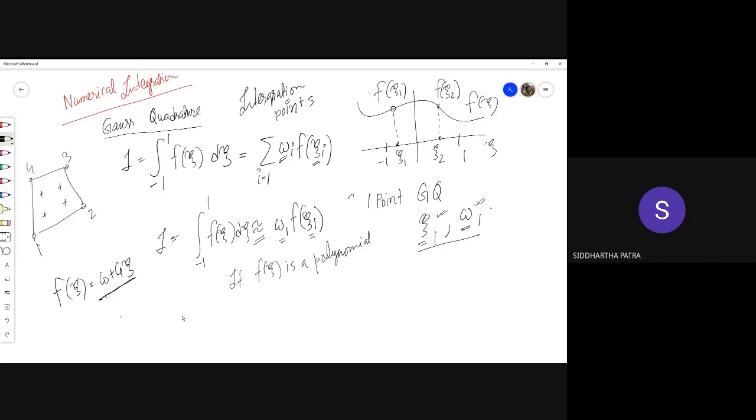Because for single point Gauss quadrature you are only taking one point, you only have two parameters. So the highest order of polynomial that it can accurately model is a straight line. Therefore the weights and the location of the integration point should be such that it gives you the exact value for the polynomial which it can model accurately.